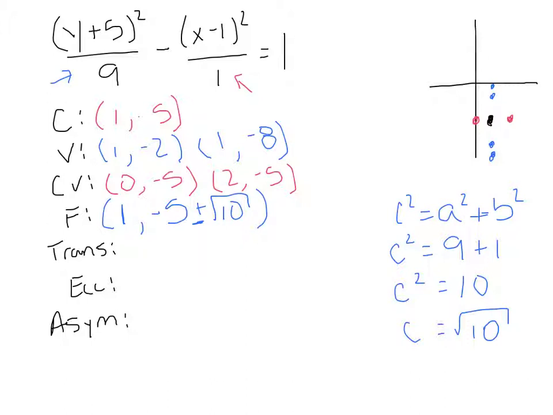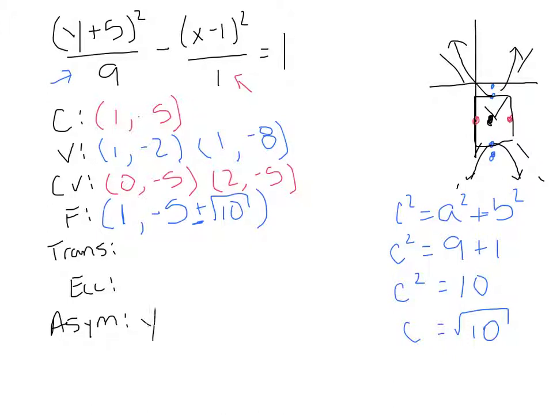Now we have enough information to actually sketch our graph. There's my rectangle, my 2 branches, and we can see how we can get those asymptotes from the rectangle that we have graphed. So I'm going to skip ahead to asymptotes.